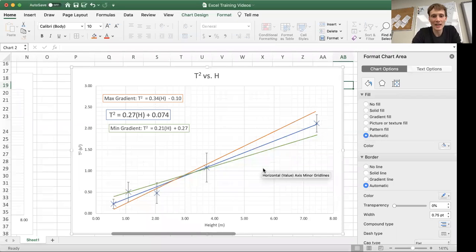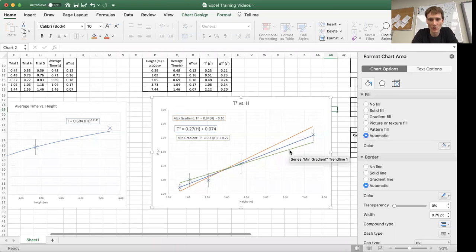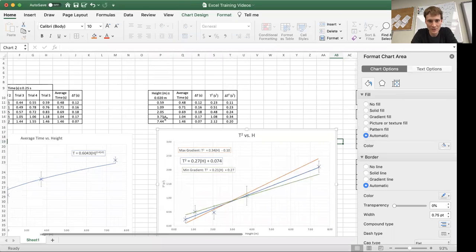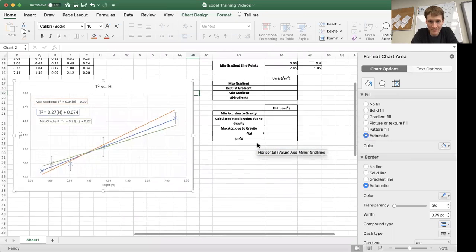Hello, everyone. In this video, we will continue to examine the processing for the acceleration due to gravity lab, moving forward from your processed graphs. So I have both my process data table, or at least the first part of it, and my graph at this point with the maximum and minimum gradient lines plotted.